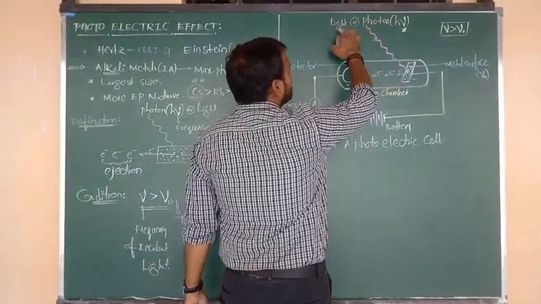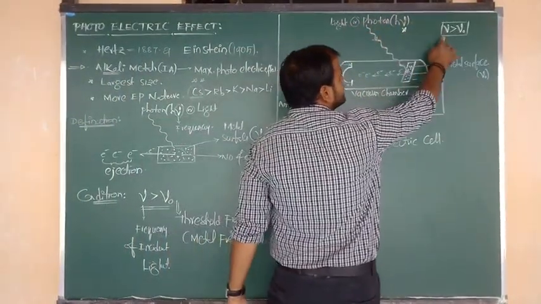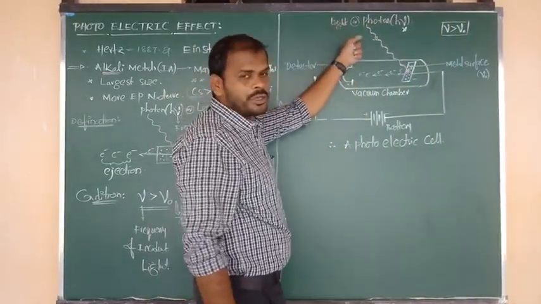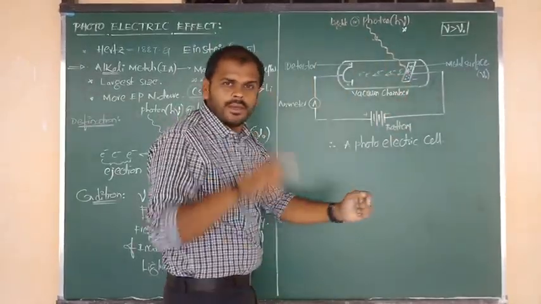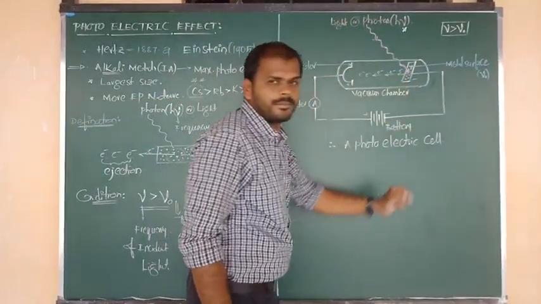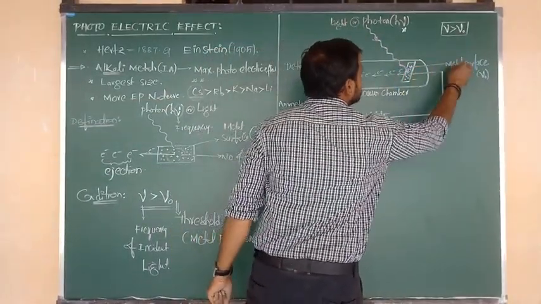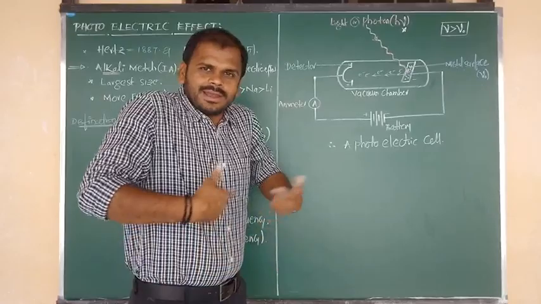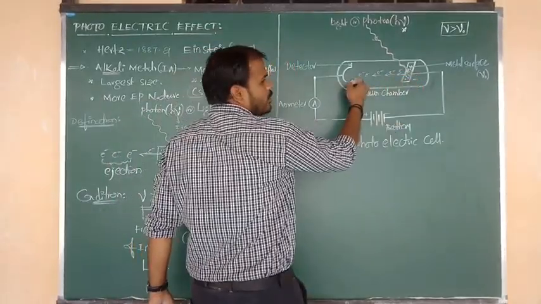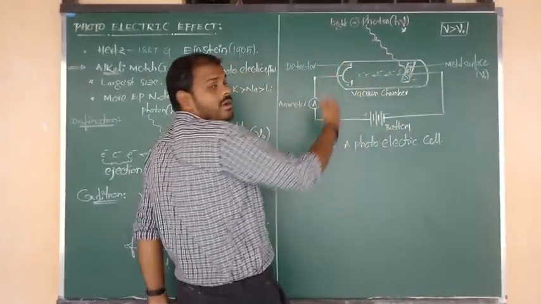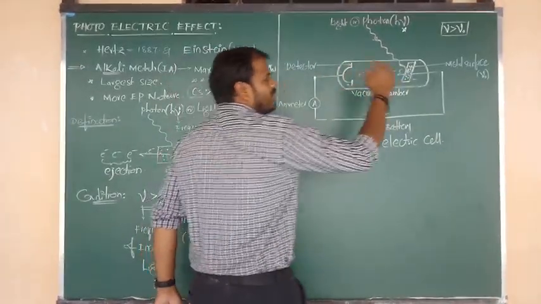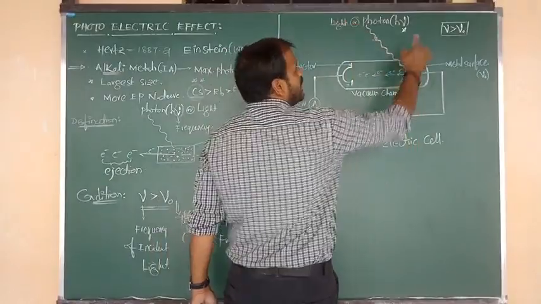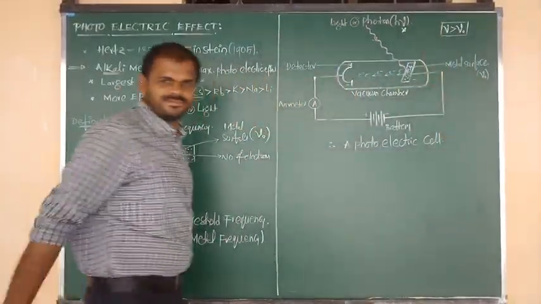So listen, when a photon or light with a suitable frequency, higher than the threshold frequency, strikes the surface of the metal, the electrons present in the metal surface gain a part of the light energy, get excited, and come out or are released. This means ejection of electrons takes place from the metal surface, but the condition is that the light should have a higher frequency than the metal's threshold frequency.